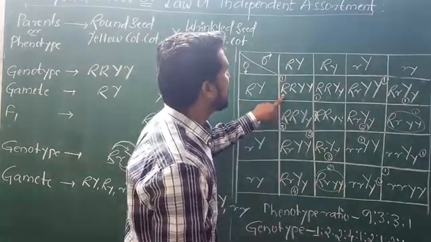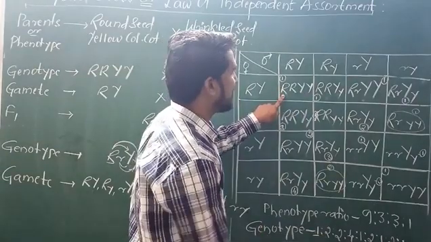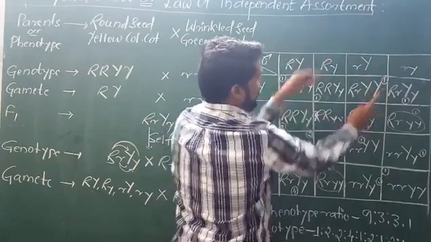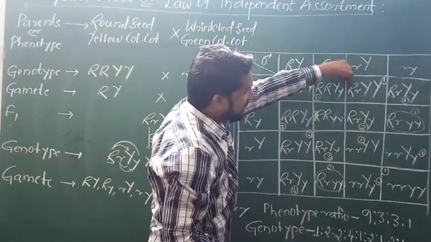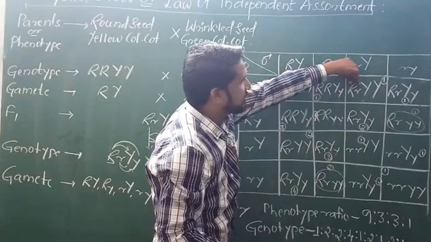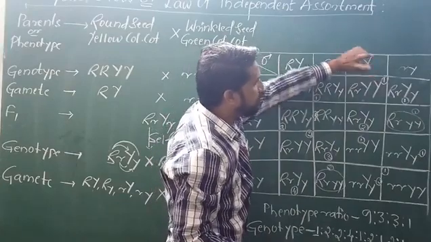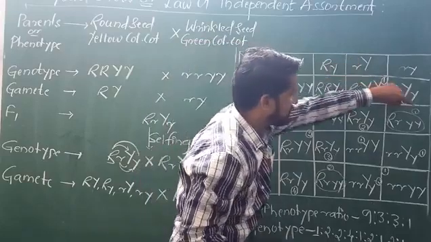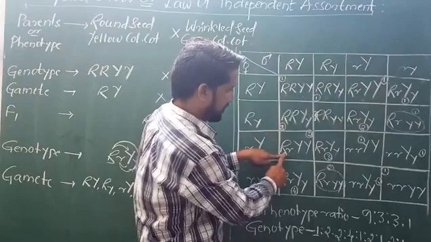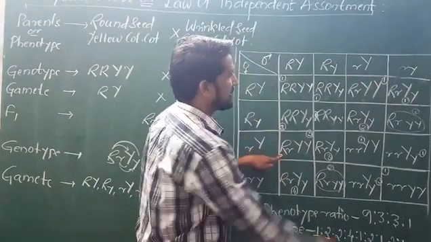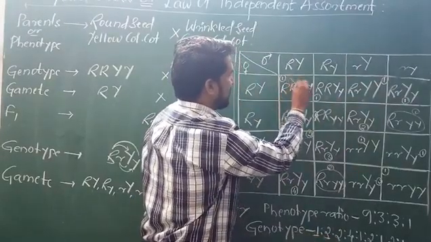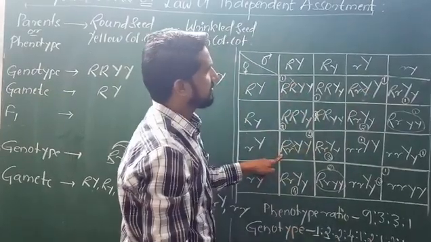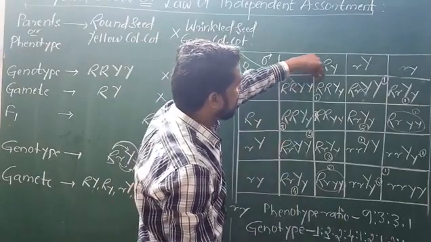Then the second one is this here, the right side corner. We will go for the right side corner. What is that? Capital R, small r means round is in heterozygous condition, but yellow color cotyledon is in homozygous condition. That is the one. And here it is not there. Here this one. So 2. Understand? This is over now. Right? Then the third one.